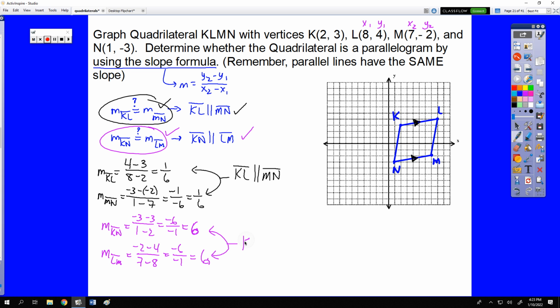So this tells us that KN is in fact parallel to LM, and we can go in and mark those as well. And at this point, now that we've confirmed that both sets of opposite sides are parallel, we are now able to answer the question as yes, JKLM is in fact a parallelogram. So that's the way we use the slope formula. We confirm, using our first test, that both sets of opposite sides are in fact parallel line segments.